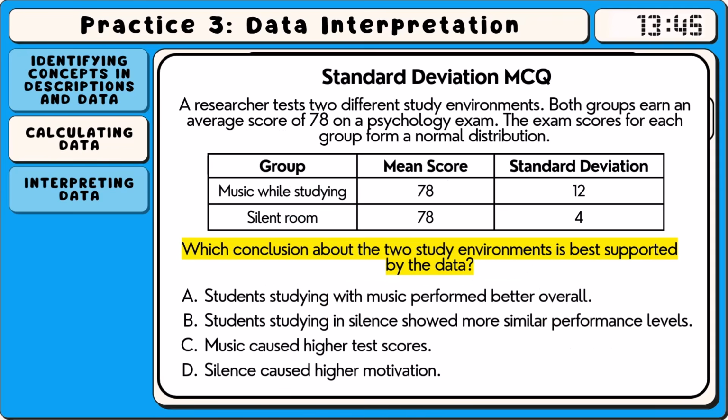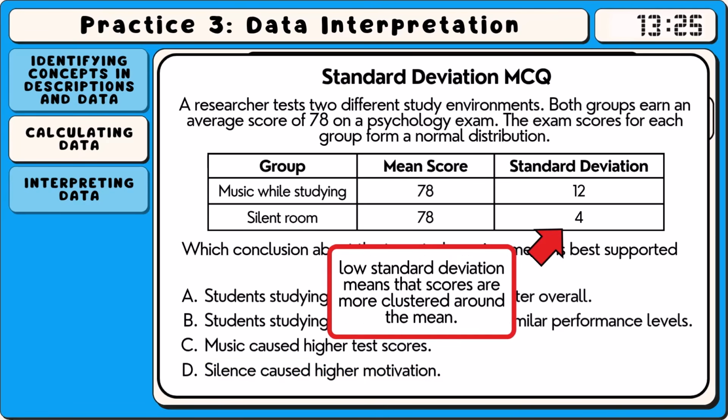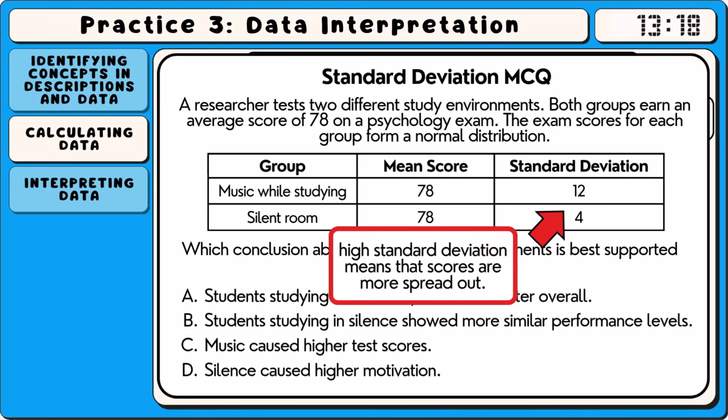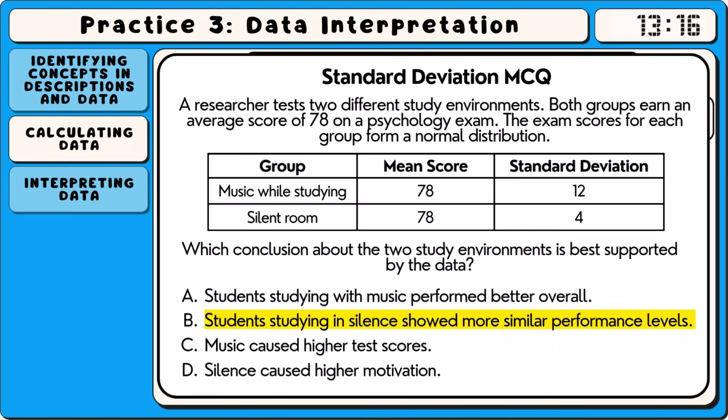The question asks, which conclusion about the two study environments is best supported by the data? The answer options are: A, students studying with music performed better overall. B, students studying in silence showed more similar performance levels. C, music caused higher test scores, silence caused higher motivation. The answer requires that you know that lower standard deviation means that scores are more clustered around the mean, and a high standard deviation means that scores are more spread out. As a result, we know that the answer is B.